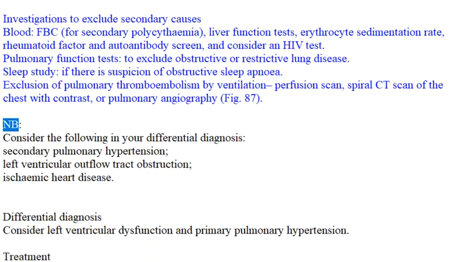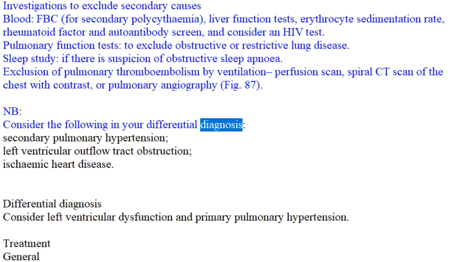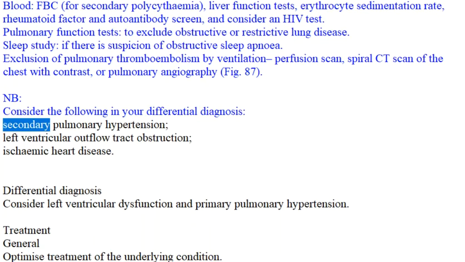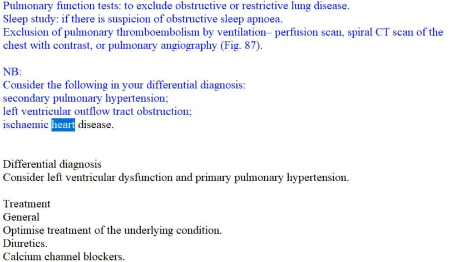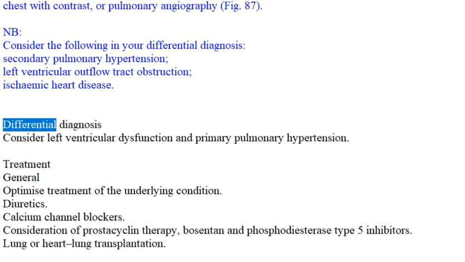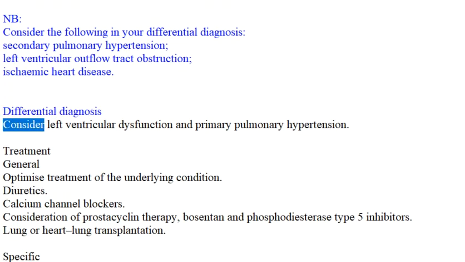NB. Consider the following in your differential diagnosis. Secondary pulmonary hypertension. Left ventricular outflow tract obstruction. Ischemic heart disease. Differential diagnosis. Consider left ventricular dysfunction and primary pulmonary hypertension.